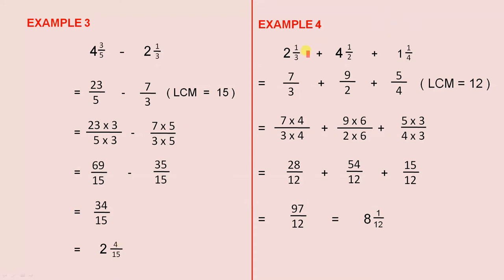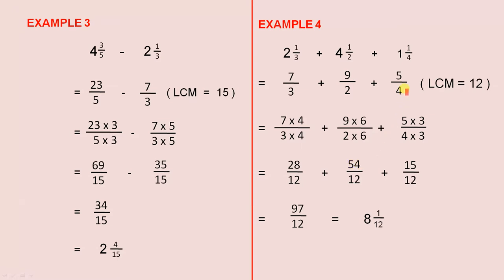Example 4, 2 1/3 plus 4 1/2 plus 1 1/4. That gives us 7 over 3 plus 9 over 2 plus 5 over 4. The LCM is 12. For that denominator to be 12, multiply top and bottom by 4. We've done that here to give us 28 over 12. For that denominator to be 12, multiply top and bottom by 6. We've done that here, and that gives us 54 over 12.